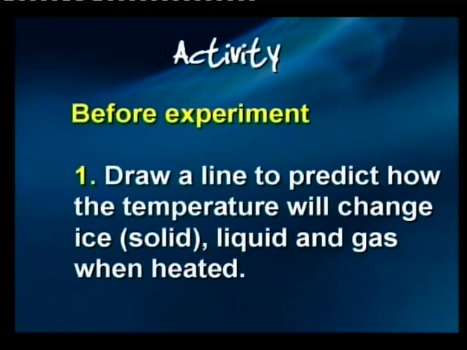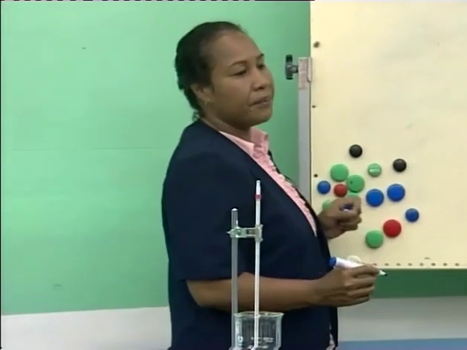So what you are going to do, in your workbook or exercise book, you will draw a line to predict how the temperature will change for ice from solid to liquid to gas when heat is applied, or when we give heat to change the states of those three things. Okay, I'll start you off here because we are going to talk about heat and temperature.